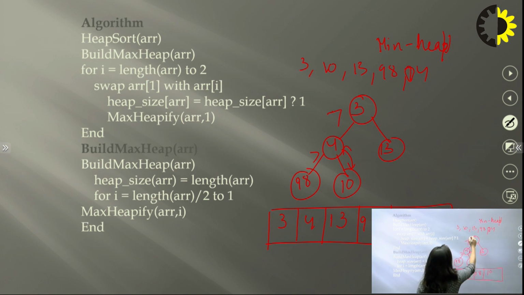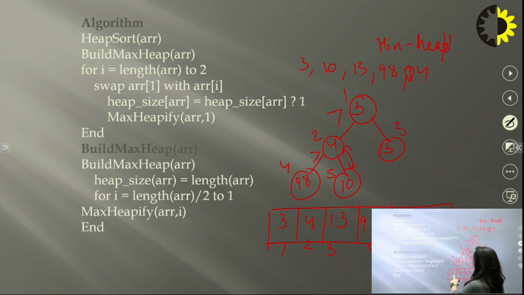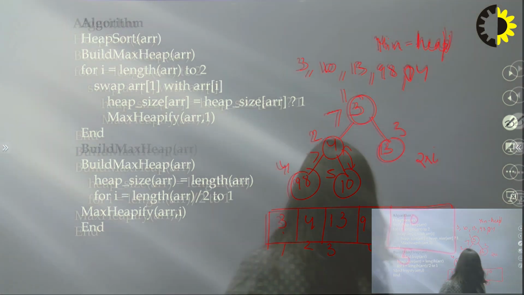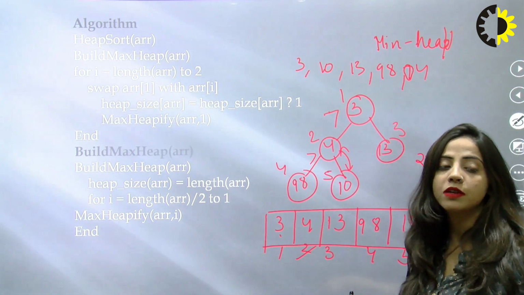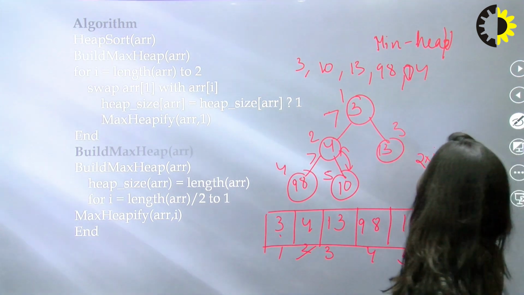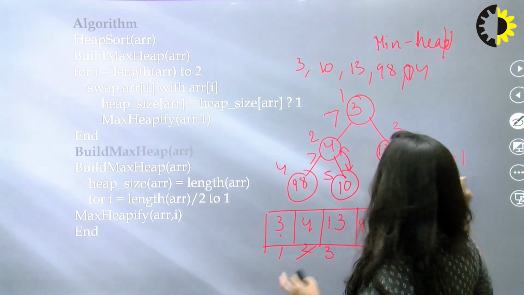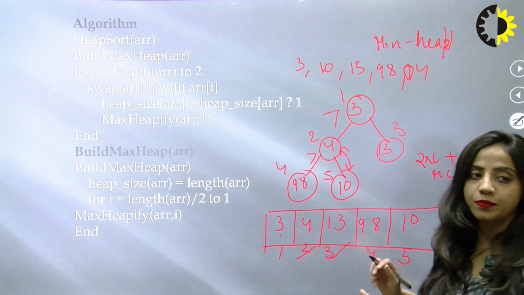If we are doing indexing from 1, 2, 3, 4, 5. Since this is my parent node, this was inserted first. Now, how will you calculate its left child? I already told you in the previous lecture that its left child will be at position 2 into i, which is 2 here. So, 4 is its left child. And which will be its right child? Its right child will be at position 2 into i plus 1. Now, 13 is its right child.